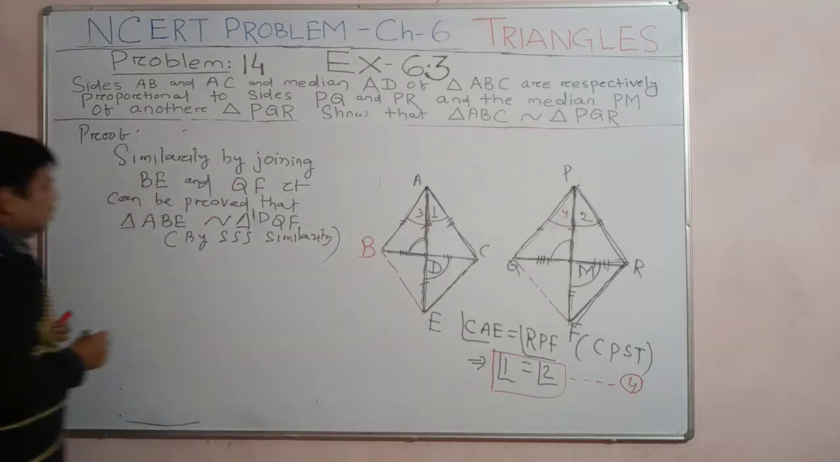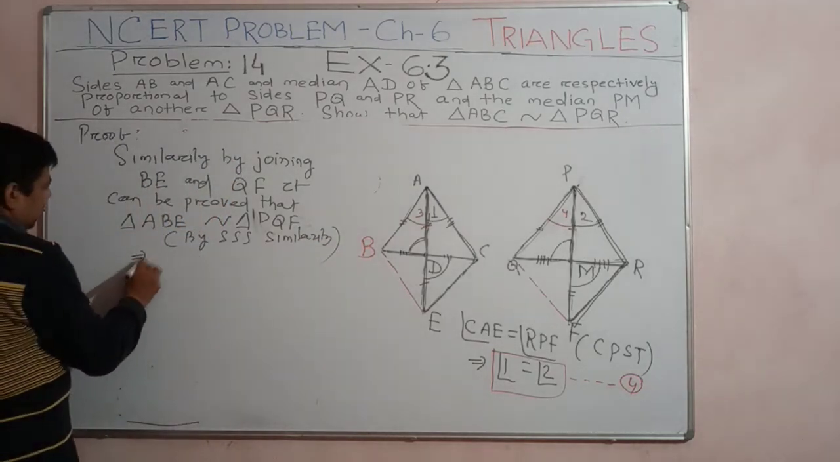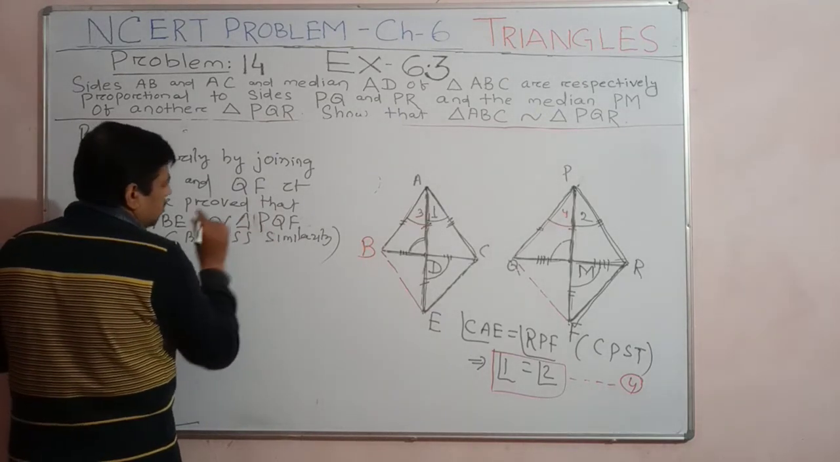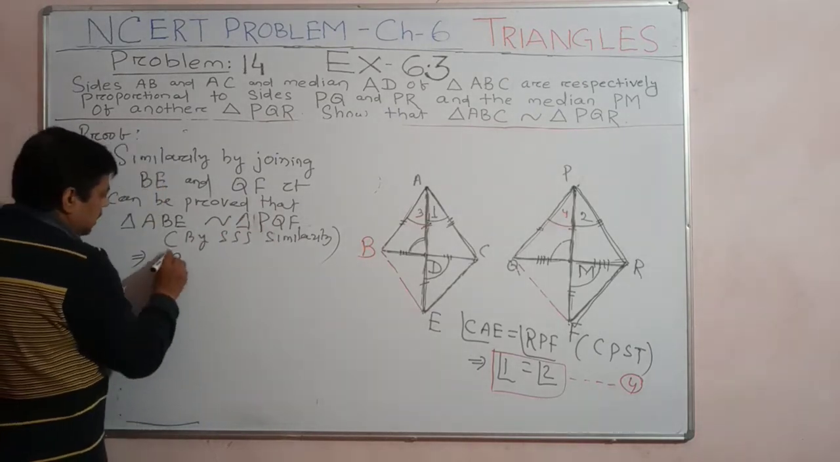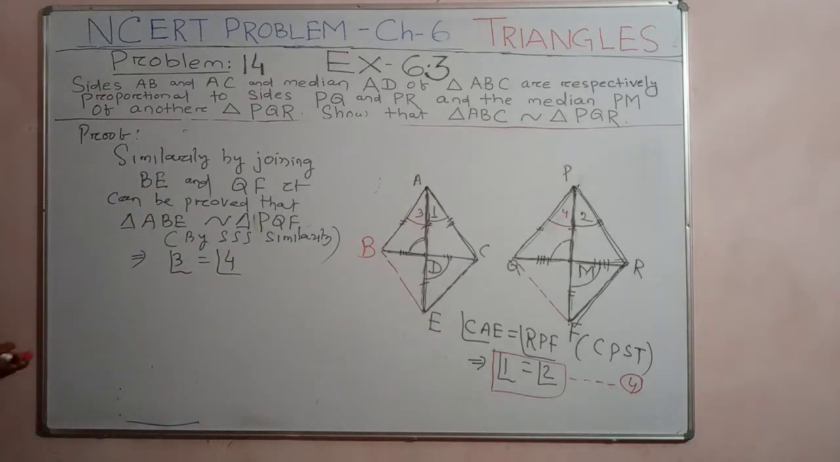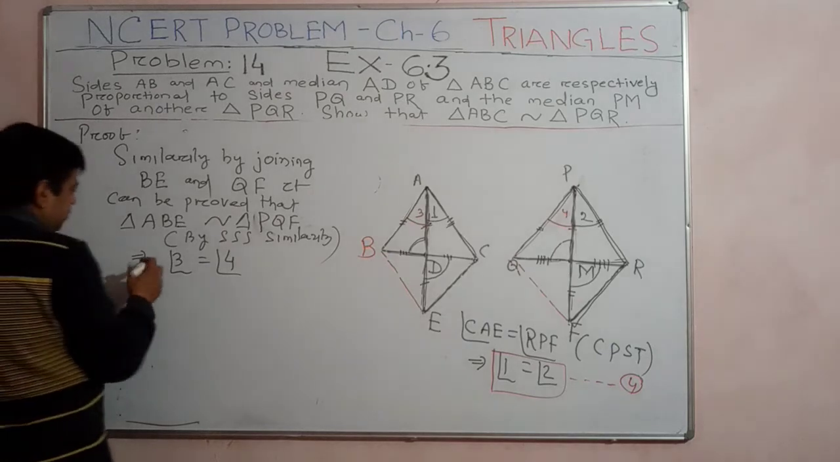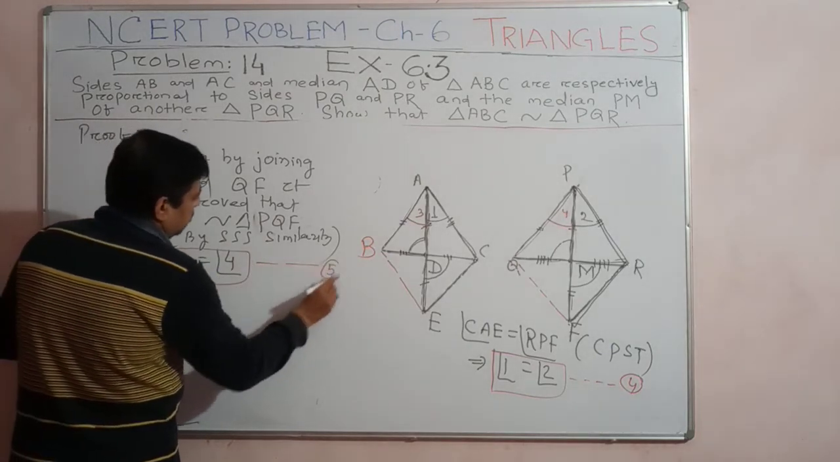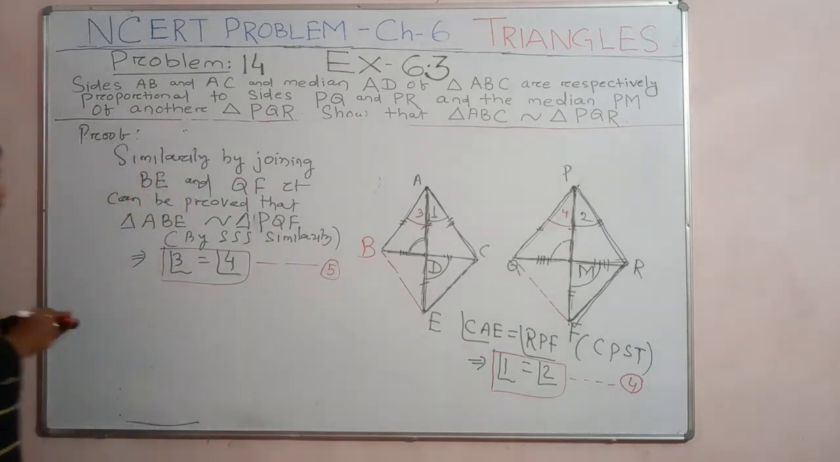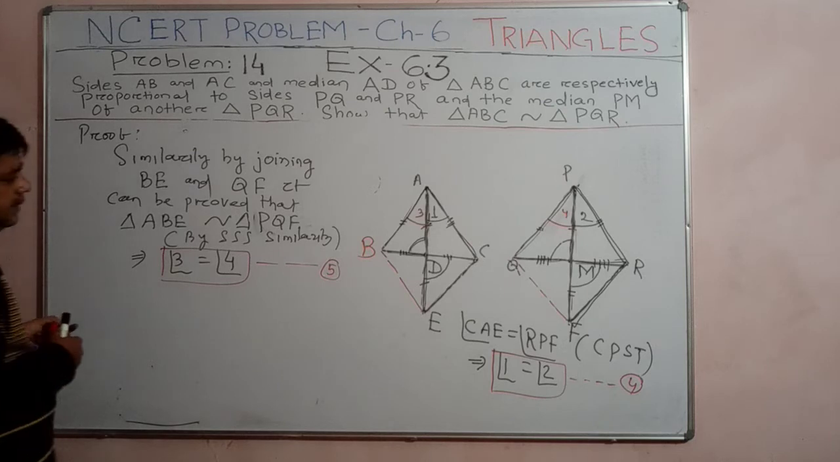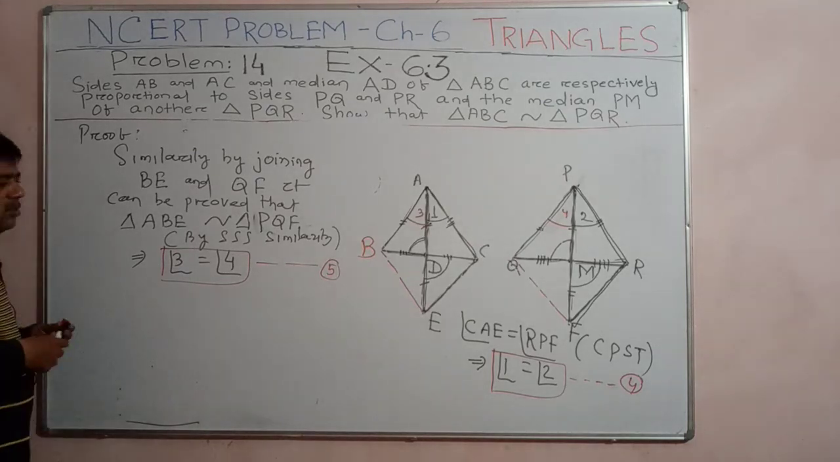Understand or not? In a similar manner, since the triangle ABE is similar to triangle PQF, their corresponding angles are equal. That implies angle 3 is equal to angle 4. And this is another point we got. This is the point number 5. Okay? Understand? Is it clear?